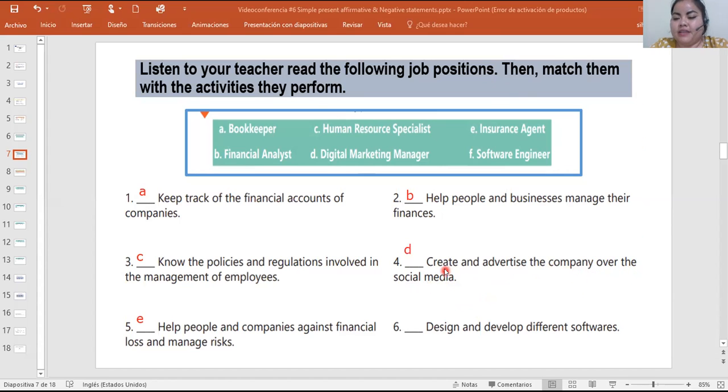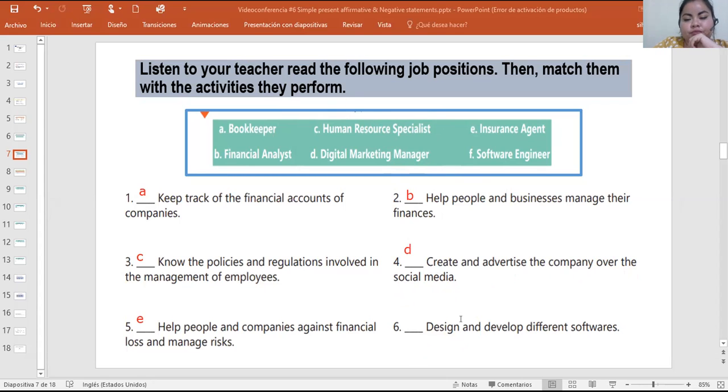Repeat. Create and advertise. Create and advertise the company over the social media. Media. Social media. Very good. Thank you so much. Let's continue with the last one. Roxana.